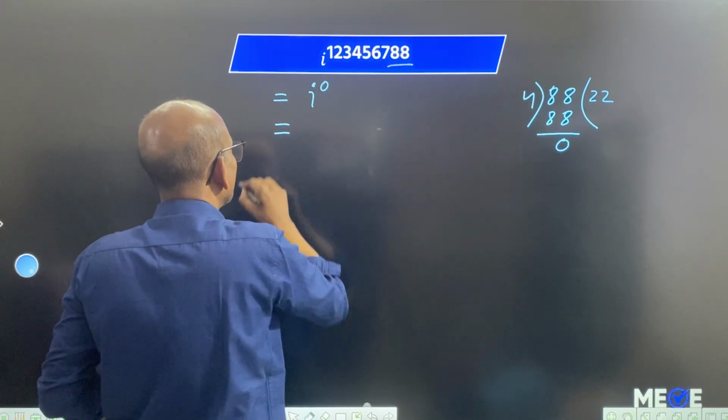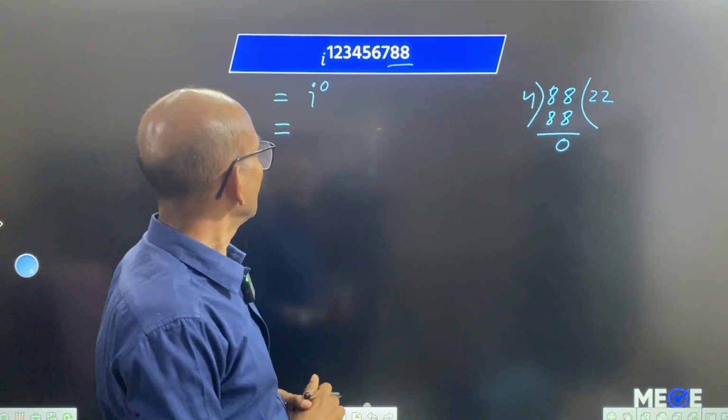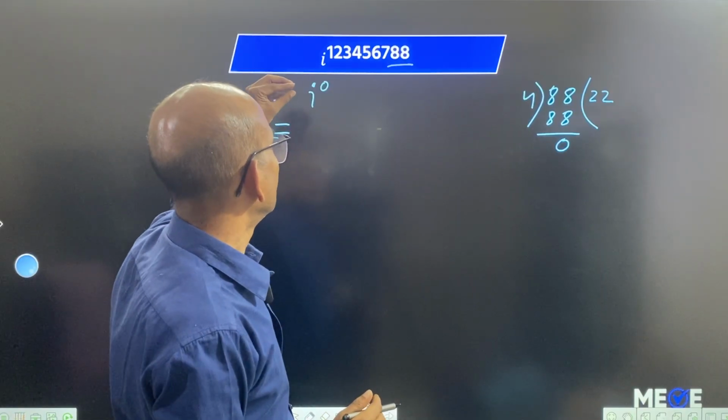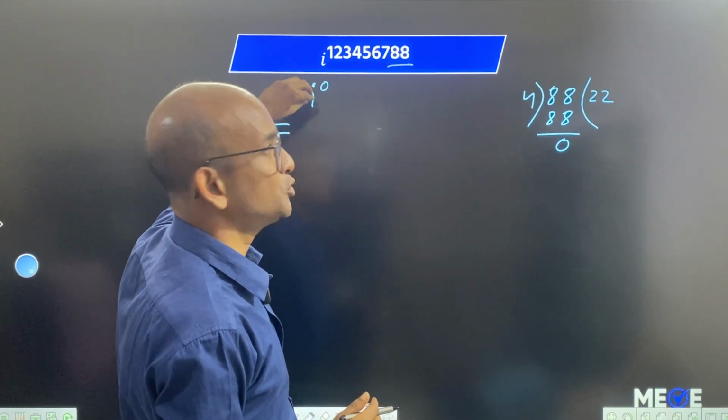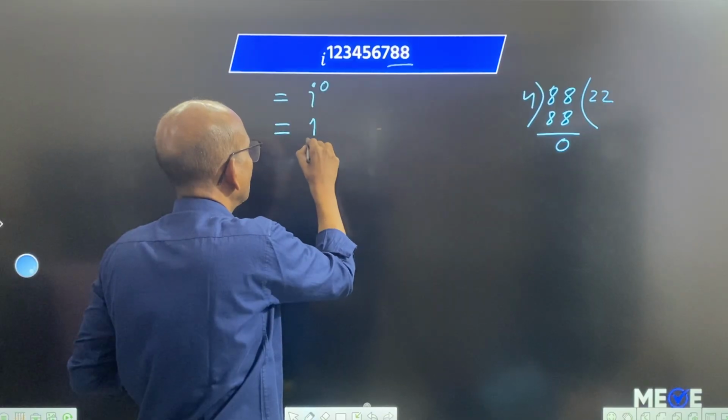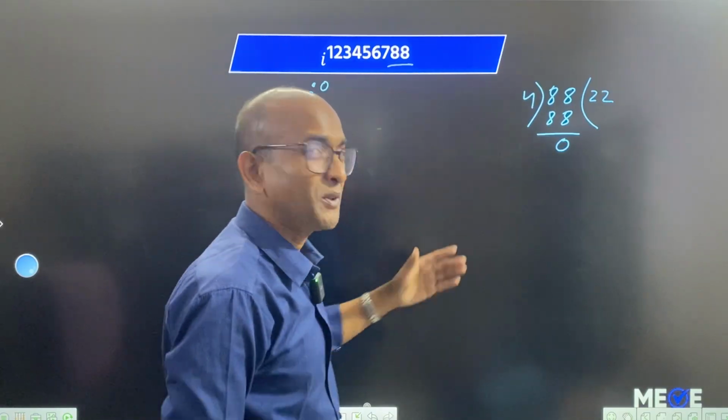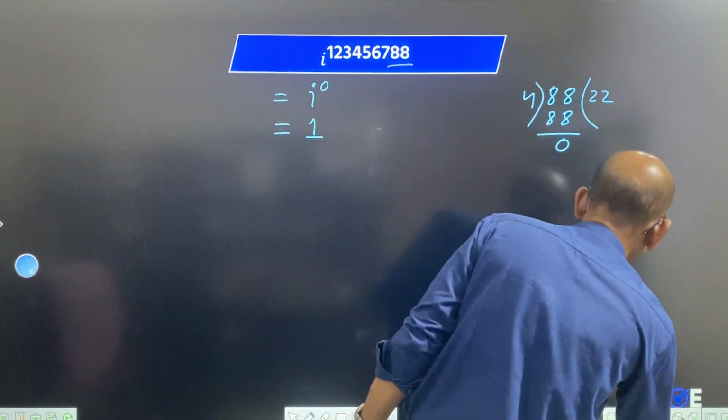I to the power 0 is the exponent of I, and that will become 1, as per the previous slide. So let's go to the next slide.